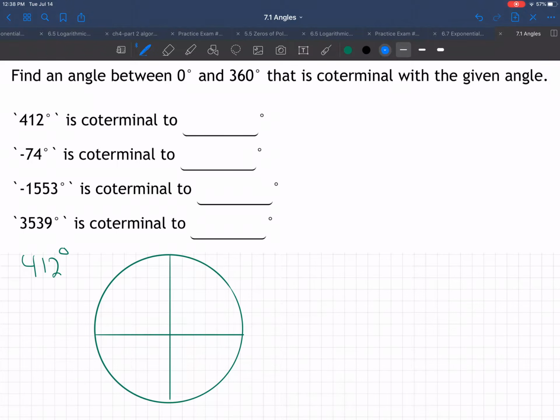Remember, the angles start at 0 degrees here. That's by common agreement. They decided to make straight to the right 0 degrees. They could have made straight up 0 degrees, but they didn't. Straight to the right is 0 degrees. That's where we start all of our angles.